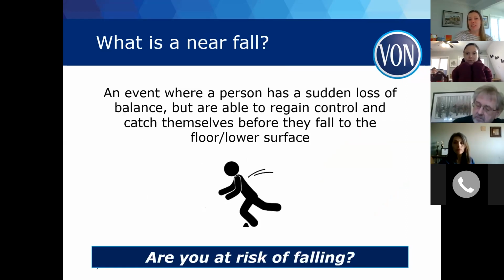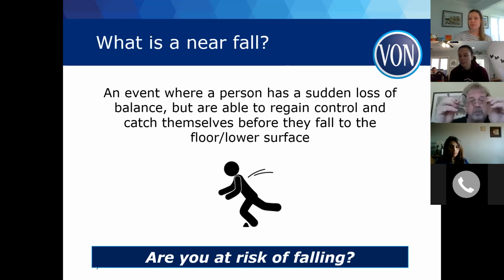All right, so then a near fall, we've kind of already covered it, but it's any kind of event where a person has had a sudden loss of balance, but the difference is they have been able to regain their control. So this could be just simply with changing of their posture, where they've maybe thrown their arms out and they've been able to steady themselves. Or maybe they had to grab onto a chair, or maybe they had to touch onto the wall. In some way, they have regained that control and their feet have remained underneath them. Make sense?